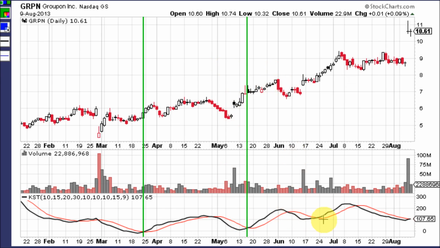Okay, that's a bearish crossover. The next bullish crossover comes right here. Nice volume on this one. Back it up just a little. It looks like right there. Okay, really nice volume for 6 or 7 or 8 days. The stock runs from about 7.50 to about 9.50. So that was a good signal.